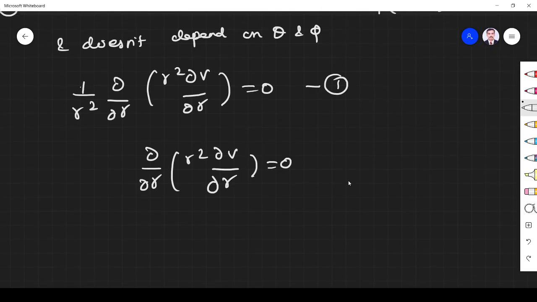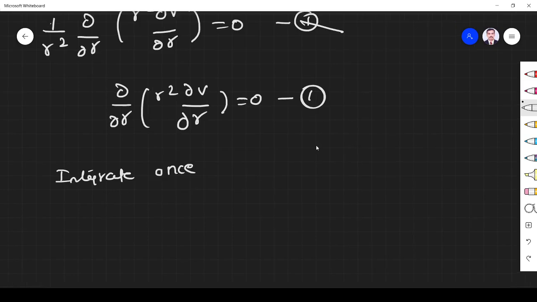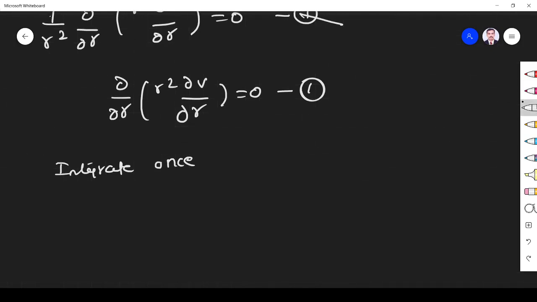Now I integrate this equation two times. So integrate the first time, a typical algorithm we have to follow. If you want to know the algorithm, please refer to my video on parallel plate capacitor. First integrate once. If you integrate once, the differentiation will go out. So r squared dou v by dou r is equal to a.